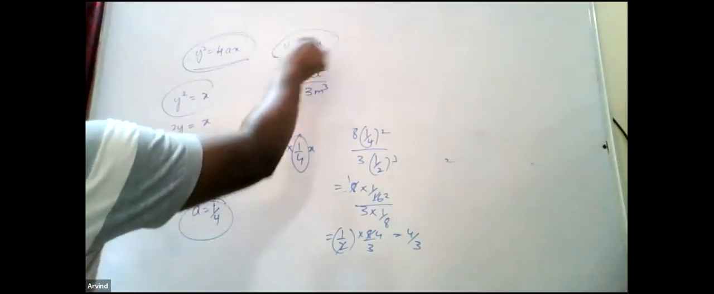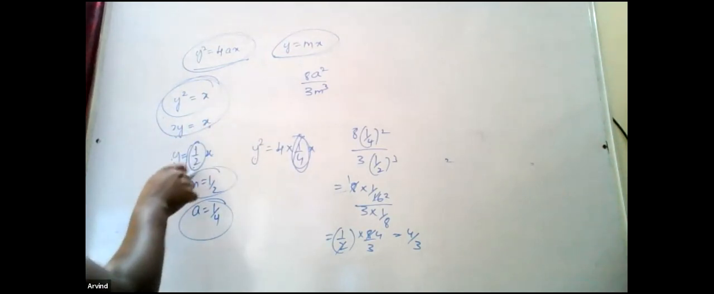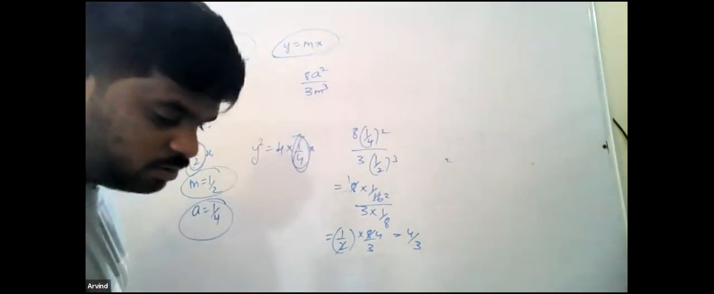Okay. Make sure it should be in the standard form. Y square is equal to 4ax and y is equal to mx. The standard formula. The question given is y square is equal to x. That I can write as y square is equal to 4 into 1 by 4x. So a value is 1 by 4. 2y is equal to x. Therefore y will become half x. M is 1 by 2. Substitute in the formula. Okay.